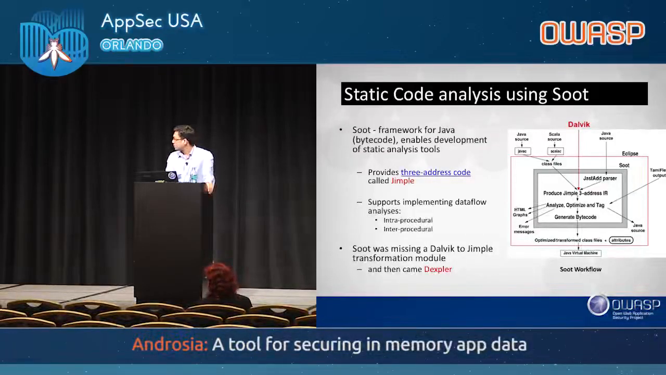Until about 2 years ago, Soot was missing a Dalvik to Jimple transformation module. But that work has been completed, and the module is called Dexpler, which basically disassembles your Dalvik bytecode to Jimple. So it just plugs into this Soot workflow where you had support for Java source code, Scala, and now there's Dalvik as well. So you can convert the Dalvik bytecode into Jimple 3-address intermediate representation, and then you can analyze your code and then generate the Dex file or the Jimple files again.